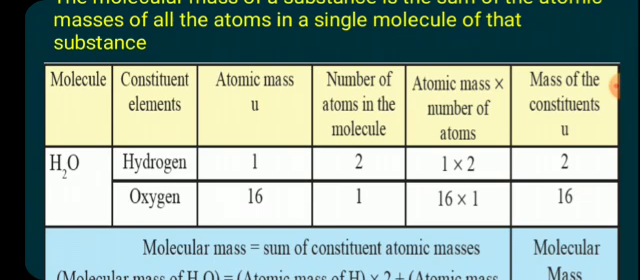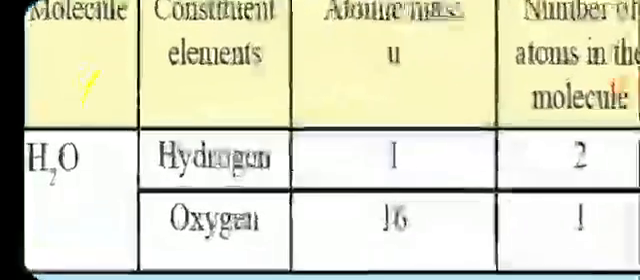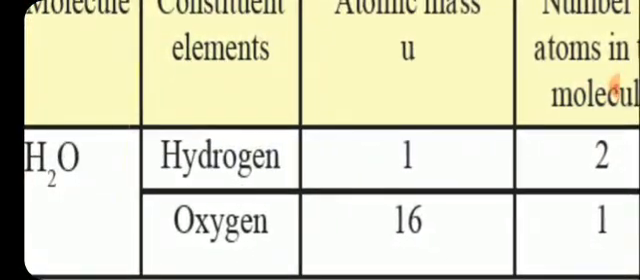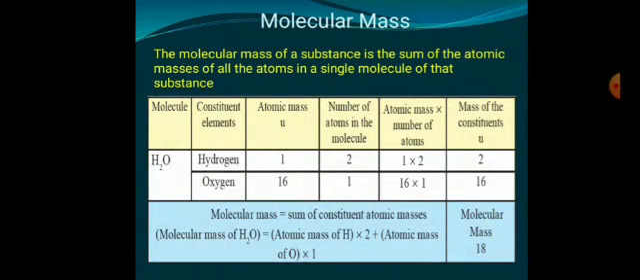Now, fourth column shows number of atoms in the molecule. Number of hydrogen atoms are 2 and there is single oxygen atom. Here you can clearly see 2 hydrogen atoms and 1 oxygen atom. Fifth column shows atomic mass multiplied by number of atoms.